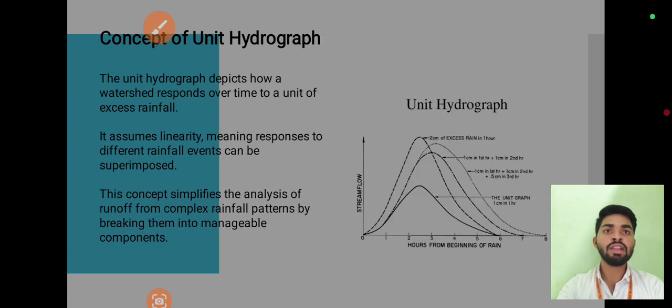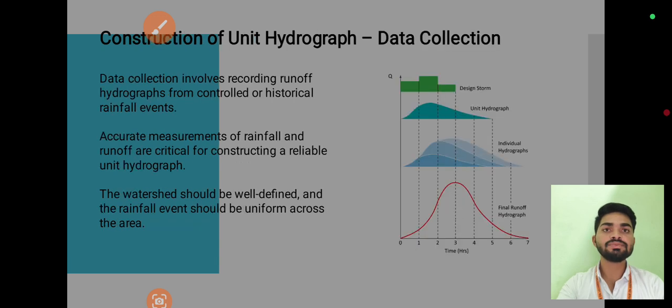Concept of unit hydrograph. The unit hydrograph depicts a watershed's response over time to a unit of excess rainfall. It assumes linearity, meaning responses to different rainfall events can be superposed. This concept simplifies the analysis of runoff from complex rainfall patterns by breaking them into manageable components.